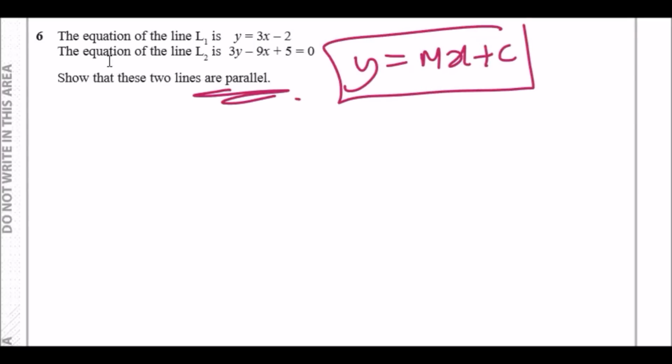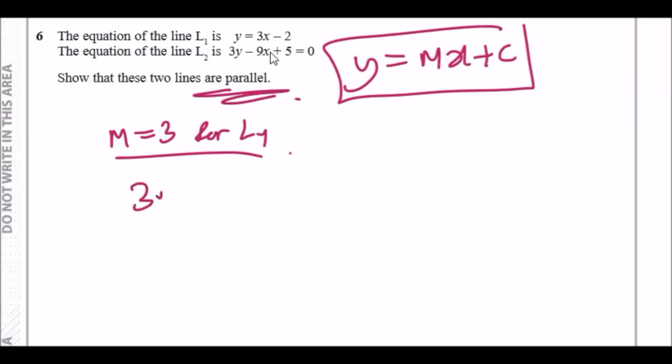Number 6. The equation of a line L1 is given by this. The second line is given by another linear equation. Show that these two lines are parallel. To show something is parallel, we need to firstly make sure everything is in the standard form, and then guarantee that both have the same value m, the same gradient. Looking at the first line, it's already set out for us. The gradient here is 3, so m is 3 for line 1. Now for the second equation, just rewrite it into this form.